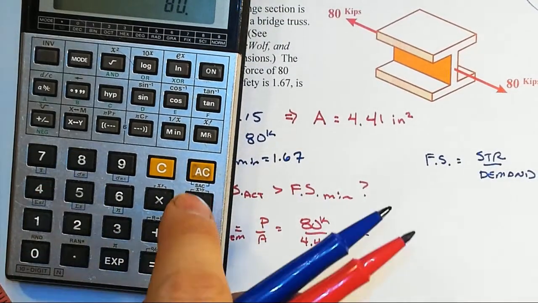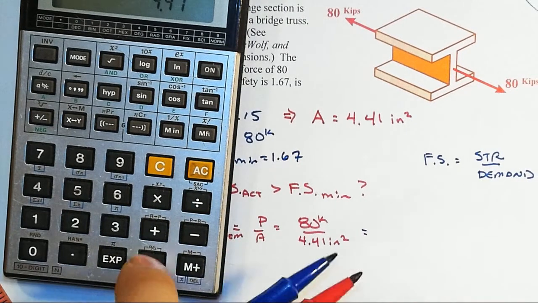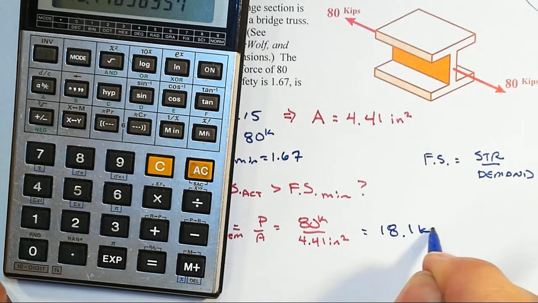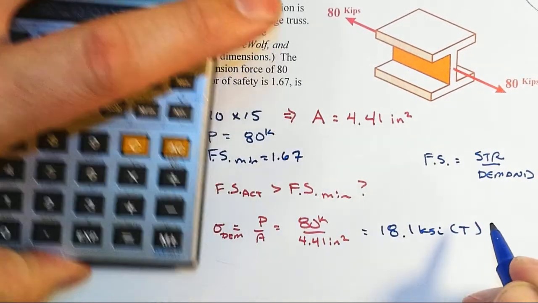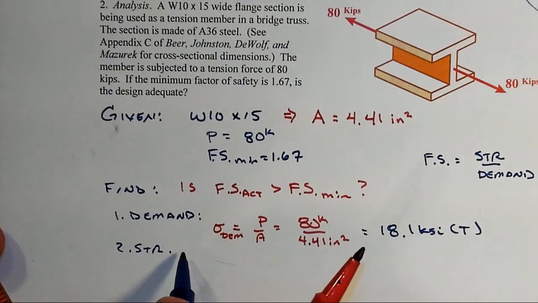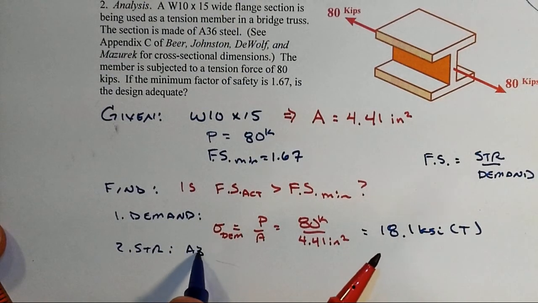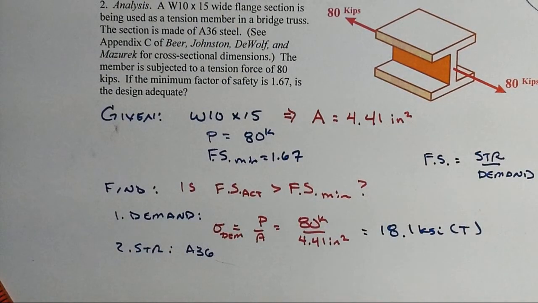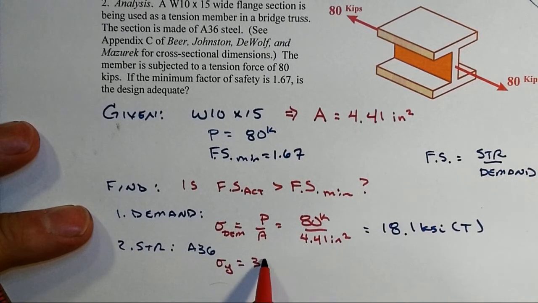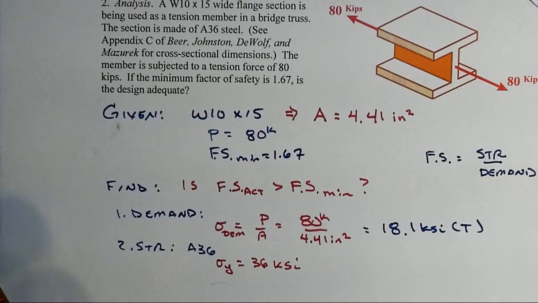I like the sounds of this, because at 18.1 KSI tension, I already know right off the bat here the strength for A36 steel is going to be taken as, let's see, with respect to yield, they don't say ultimate or anything else, so we'll have to choose, but let's look at the worst case. That would be yield. That's 36 KSI.